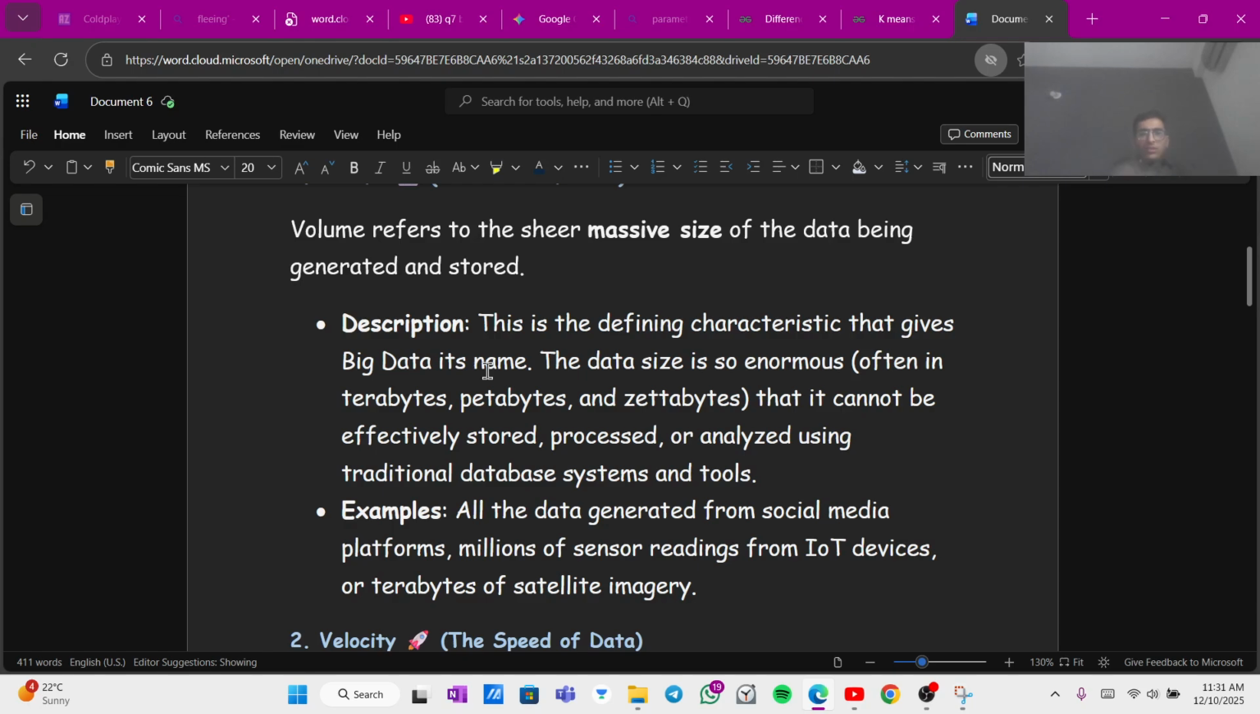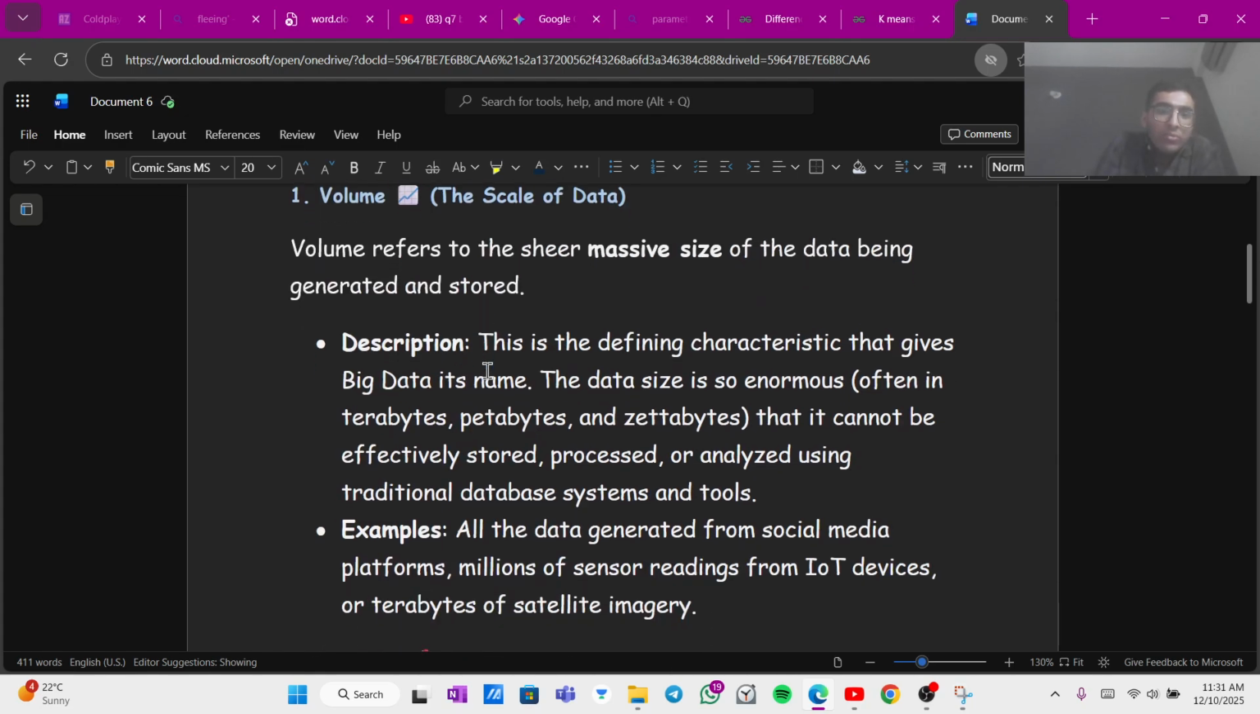And that's very easy. We can comprehend it from the name that big data is big. It is very massive, very towering, very leviathan, gargantuan, Goliath data. The data size is so enormous, often in terabytes, petabytes, zettabytes, that it cannot be effectively stored, processed, or analyzed using traditional database systems and tools.